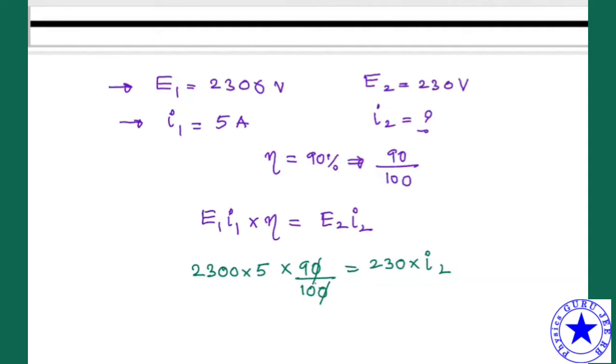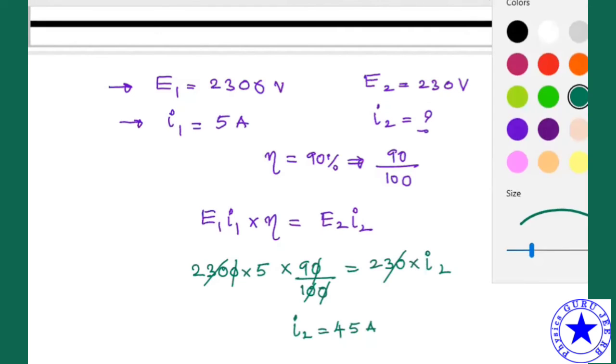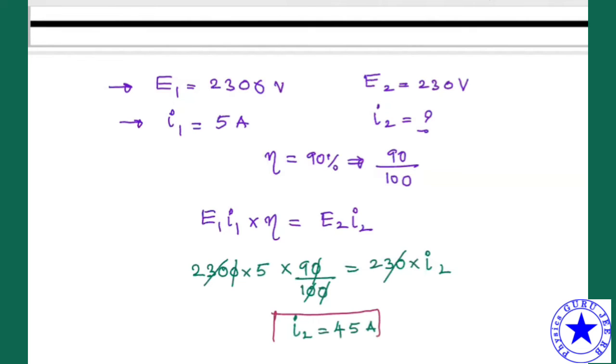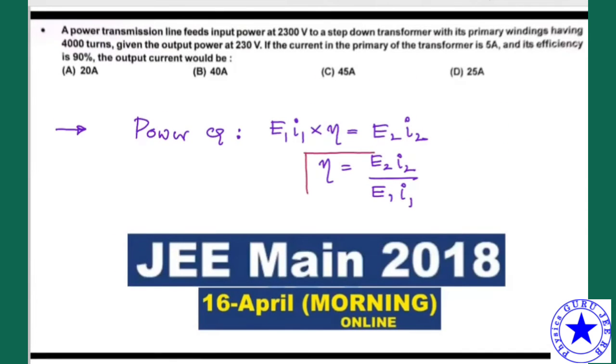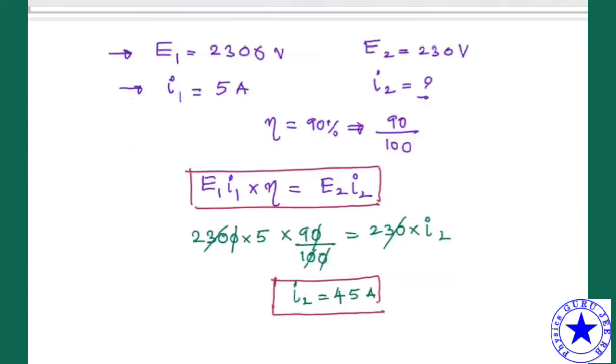The zeros get cancelled, and 230 and 230 get cancelled. Now 5 nines are 45, so I2 equals 45 amps. Hope it is clear. You can keep it in the box. This is the formula for it, our efficiency formula: efficiency is output power divided by input power. Now what is the option? C will be the option. The correct answer is C.